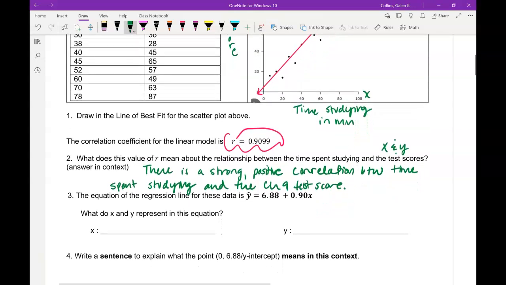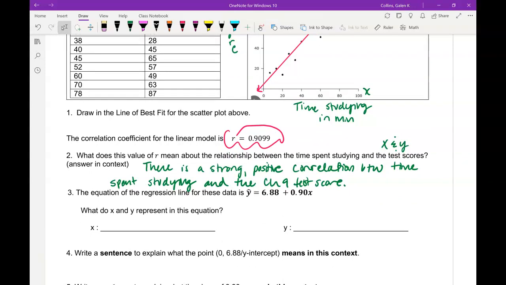All right, question 3. The equation for the regression line for this data is y hat equals 6.88 plus 0.90x. So what do x and y represent? Well, we already kind of addressed that. We said x is the amount of time spent studying, and to include units, we know that is measured in minutes. And y, or if we were to interpret this as y hat, we would just include the word predicted. So y hat would be our predicted Chapter 9 score.